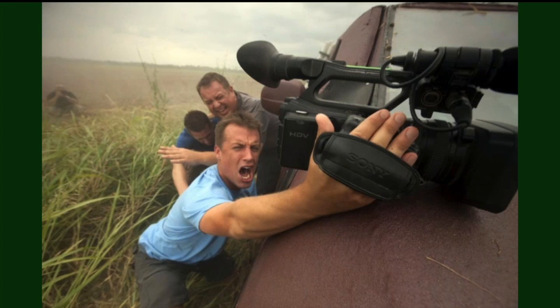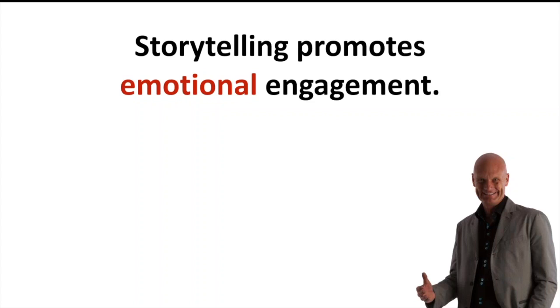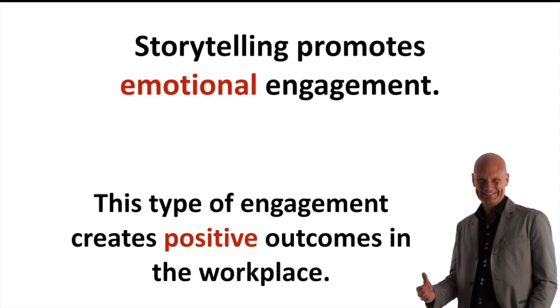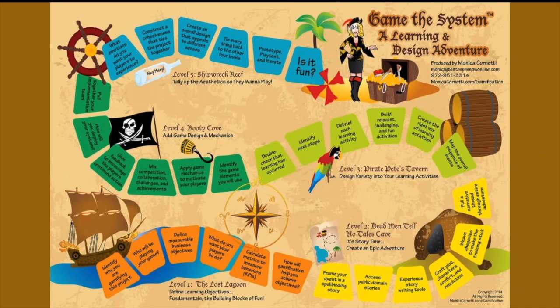So just to give you some quick examples, I want you to think about how you could wrap your programs inside of some sort of narrative, some sort of story. Because storytelling promotes emotional engagement. This type of engagement creates positive outcomes in the workplace, ties people to their boss, their coworkers, and company values. So that's why story and narrative are extremely important inside the Sententia process, the five-stage process. Which brings us to the third one here.